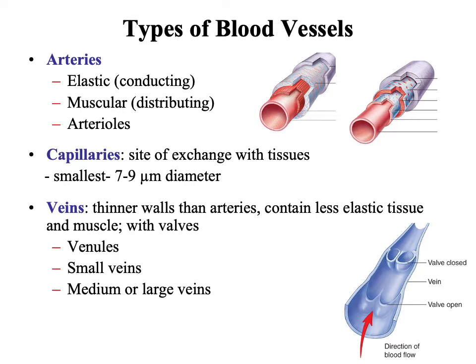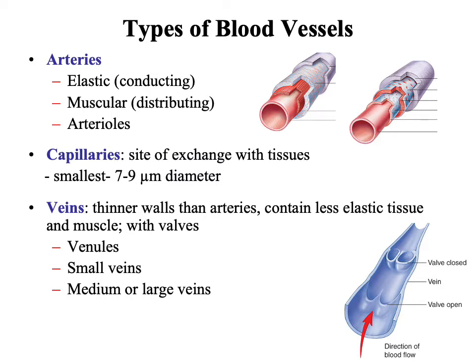They're a little bit less elastic and a little bit less muscular than arteries. And they do have structures inside called valves, which help keep the blood moving in the direction of the heart and keep any backflow from taking place.